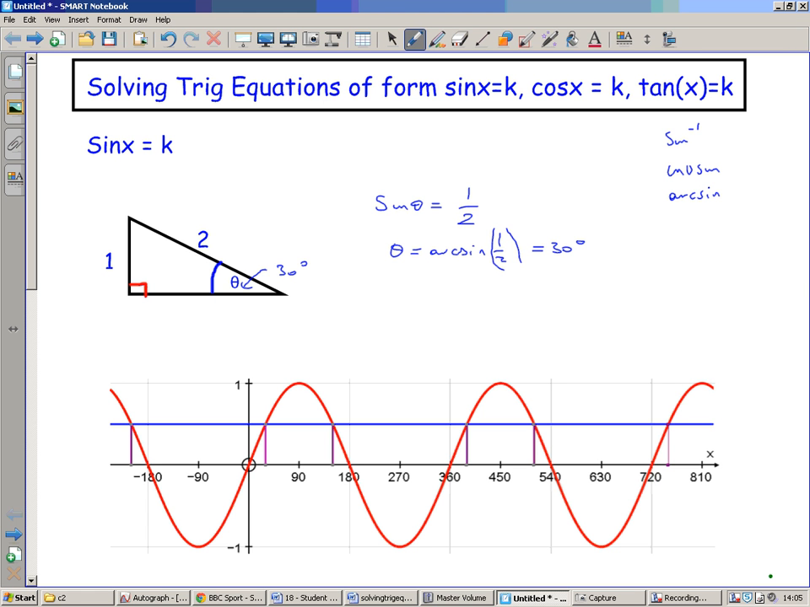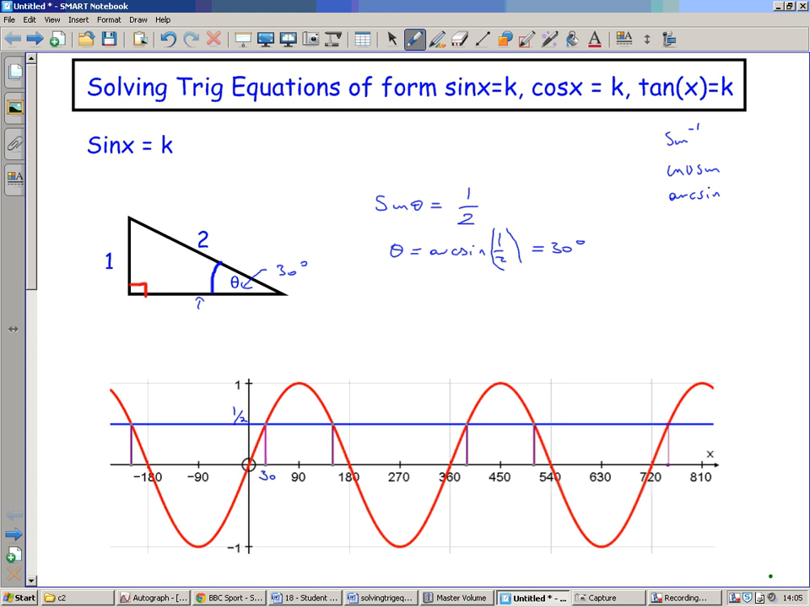Now, thinking of the trig graph, our 30 degrees goes there, because we're basically looking for the points of intersection of the line y equals a half with the graph y equals sine x. And we can see that 30 degrees is the only one we're really interested in for this problem, because angles greater than 90 are not possible in a right angle triangle, and angles less than 0 are not relevant in triangles. So we're only interested in that value.